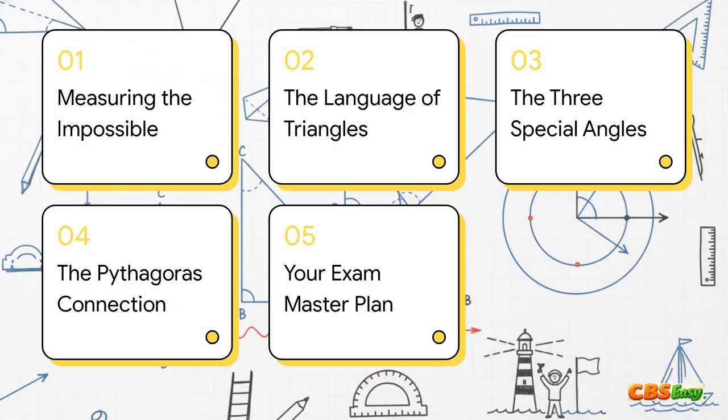So, here's our game plan. It's a 5-step roadmap to get you totally exam ready. We'll start with why this stuff was even invented, then learn its core language. After that, we'll zero in on the most important angles, uncover a secret link to Pythagoras, and finally, build your master plan for the exam.